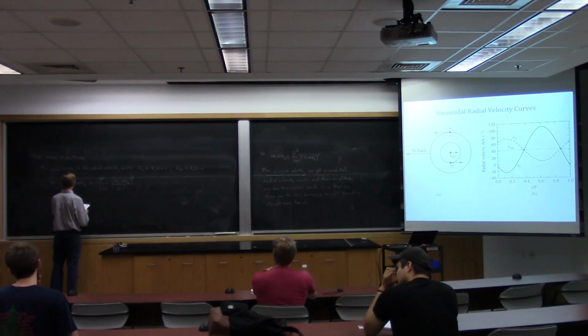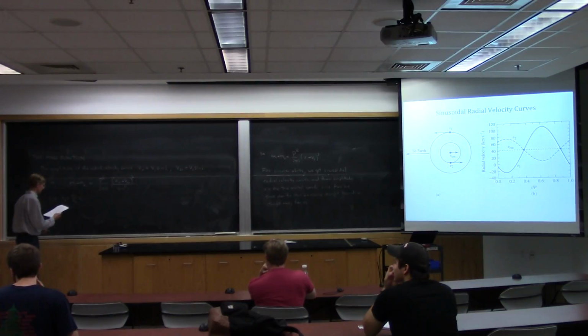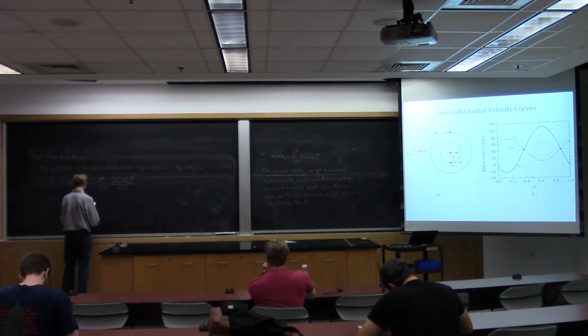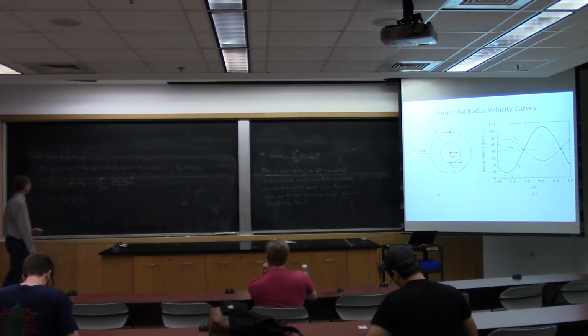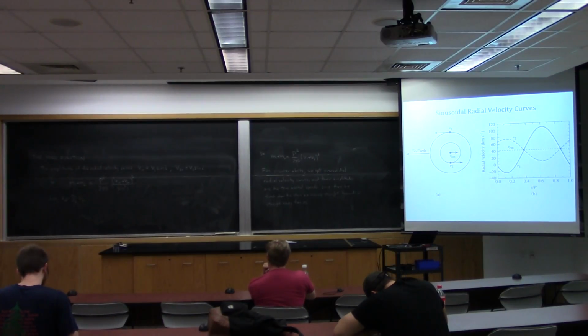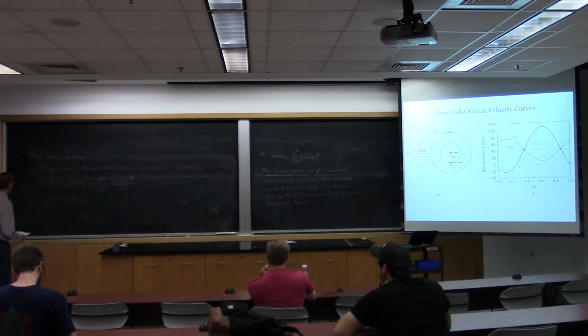But V2 is m1 over m2 times V1. And actually I could say V2r is m1 over m2 times V1r. The radial velocities are also in the reciprocal of the ratio. The ratio of the radial velocities is the reciprocal of the mass ratio.